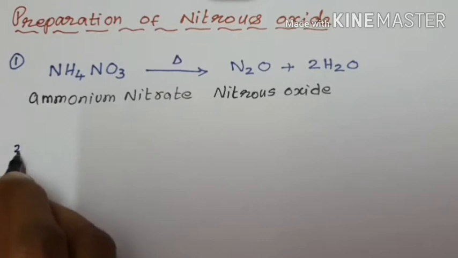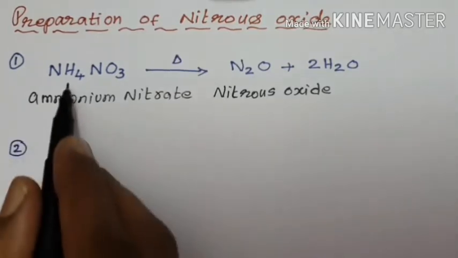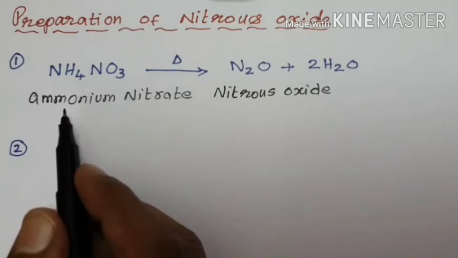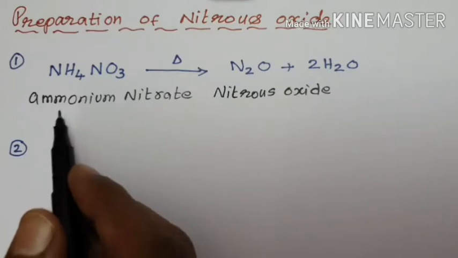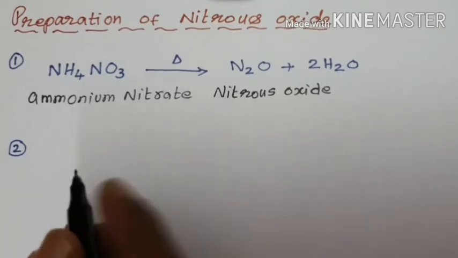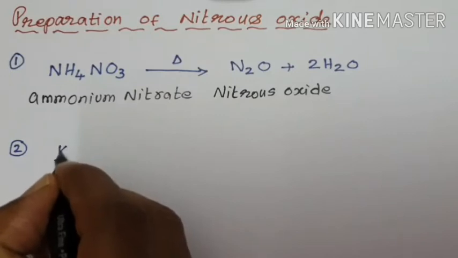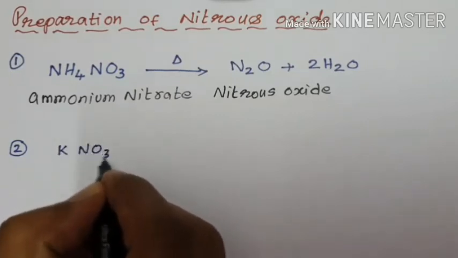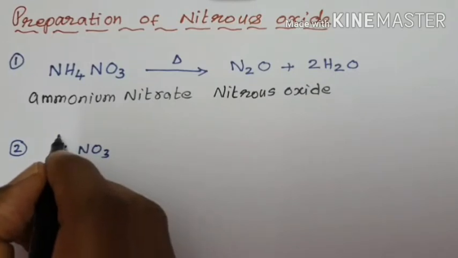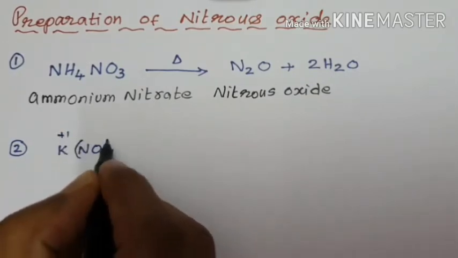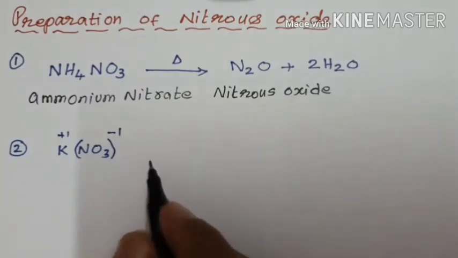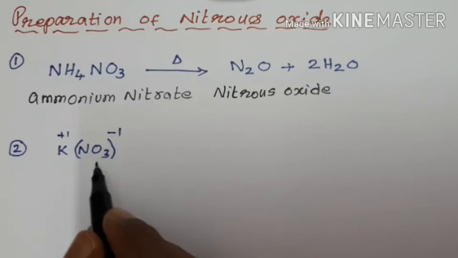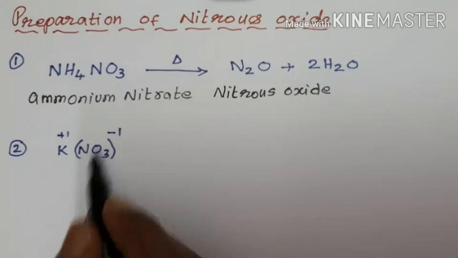In the second method, how is this ammonium nitrate prepared? If you know the method of preparation of ammonium nitrate, we can easily prepare nitrous oxide. Potassium nitrate, KNO3. Potassium is a monopositive ion, nitrate is -1. The oxidation state of nitrate: 1 nitrogen +5, 3 oxygens into -2 equals -6, and -6 plus 5 equals -1.